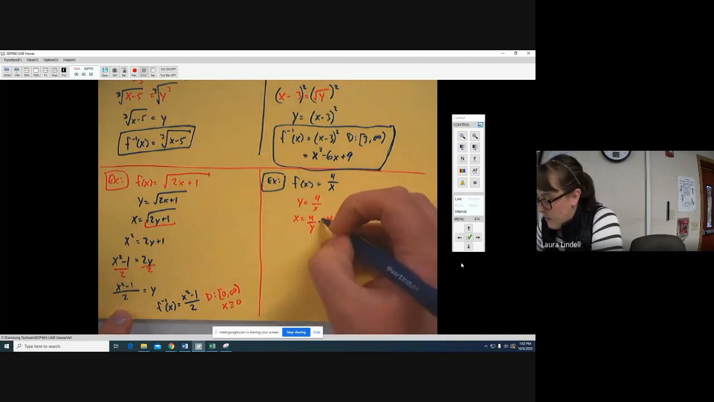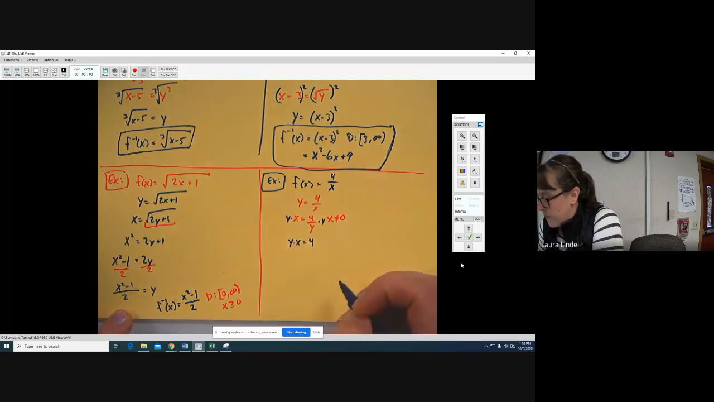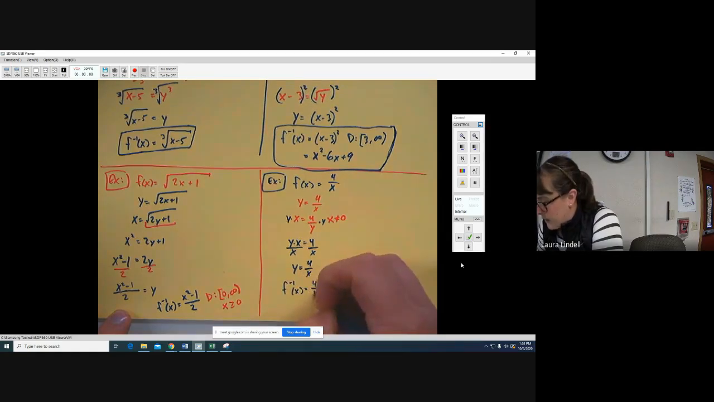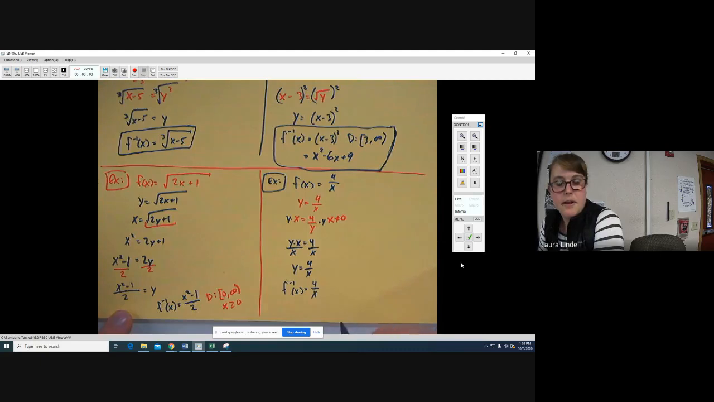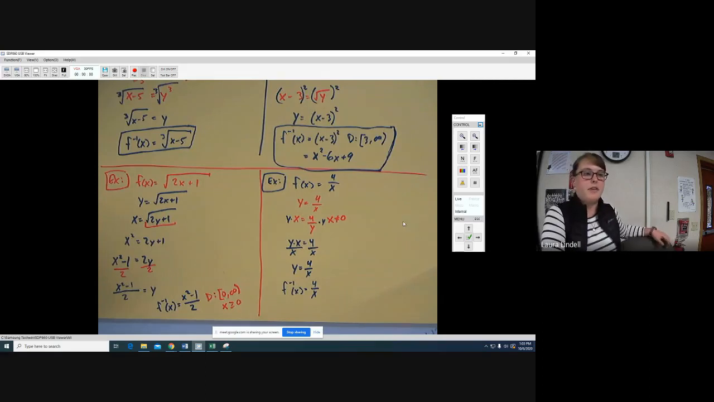I'm going to multiply by y on both sides. So we get y times x equals 4. Then I would divide by x on both sides to get y equals 4 over x. So f inverse of x equals 4 over x. Wait a minute. Isn't that the same as our original function? So this function is its own inverse. So that's kind of an interesting thing.